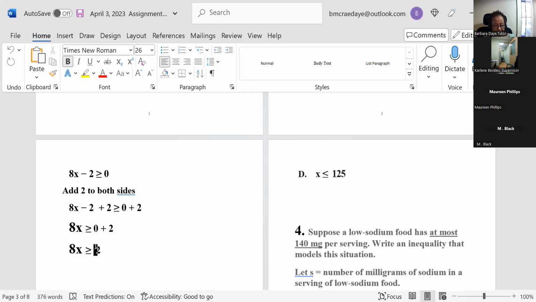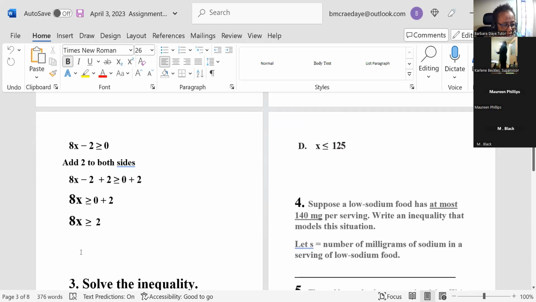Now, 8x greater than or equal to 2. What do you do next, Mercedes? We're gonna divide 2 on both sides. Mercedes, think about what you just said. You want x left by itself on the left. So what do you do to get just x left by itself on the left side? Take away 8 on both sides. This is a multiplication, Mercedes. Divide. Divide, that's right.